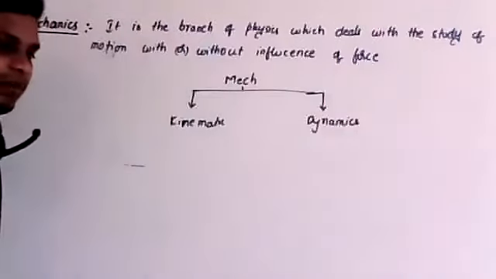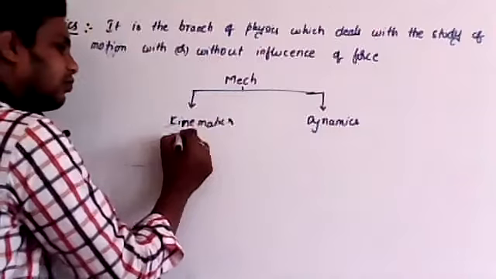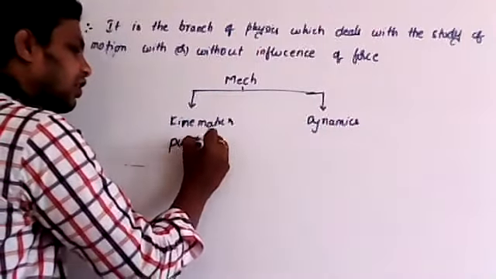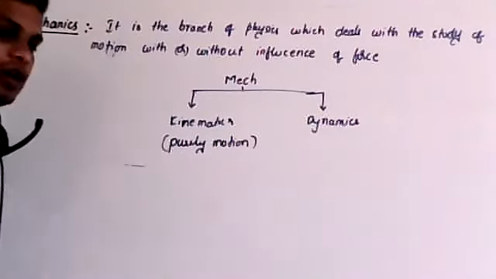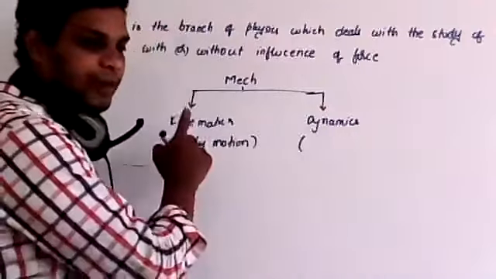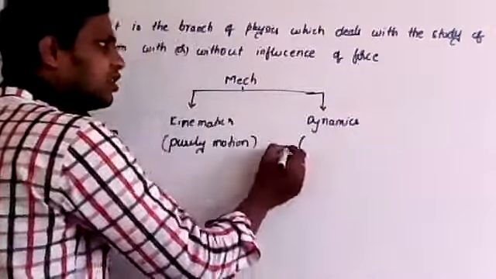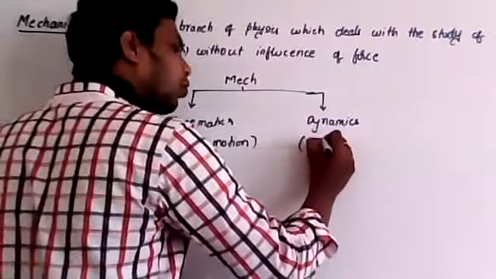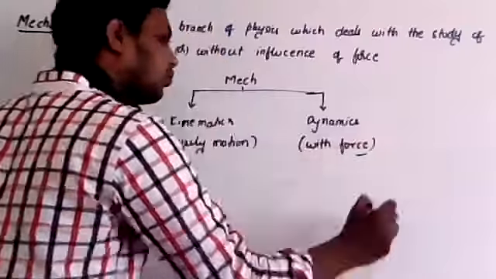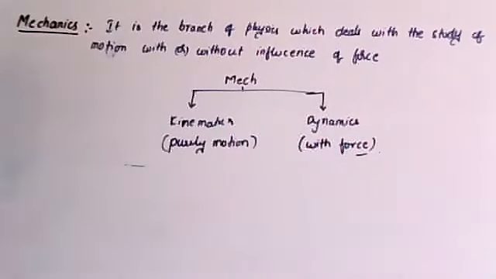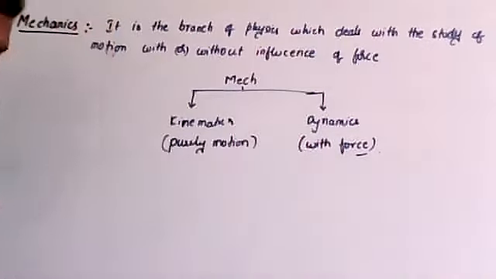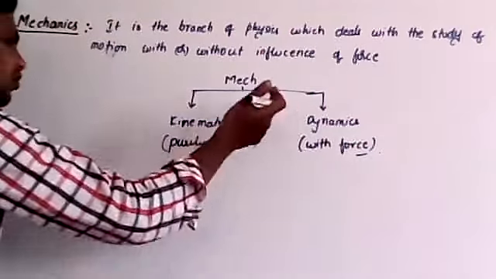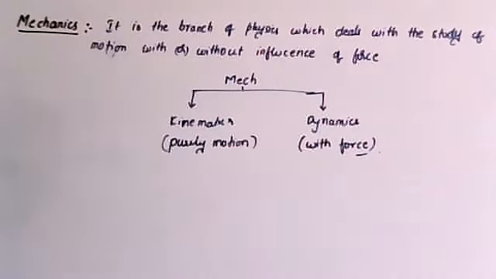So what is meant by kinematics? Kinematics is the branch of physics which deals with only motion, purely motion. What do you mean by dynamics? Dynamics is a branch of mechanics which deals with the study of motion under the influence of force. If you study only about the motion, those studies come under kinematics. If you study about the cause of motion, that comes under dynamics.